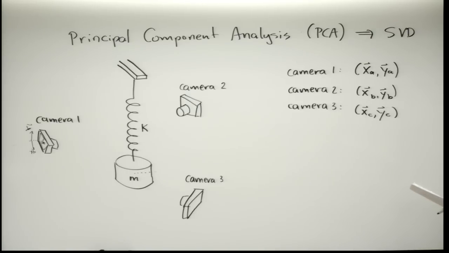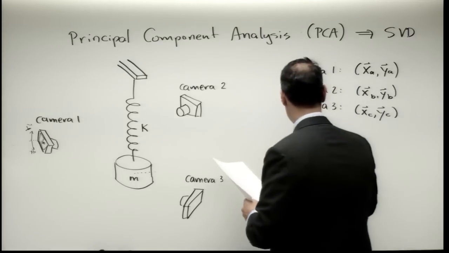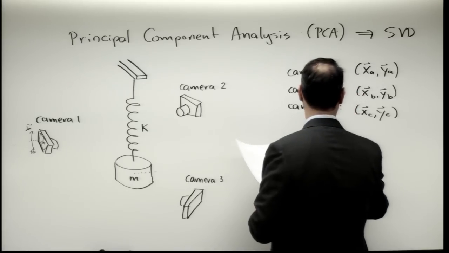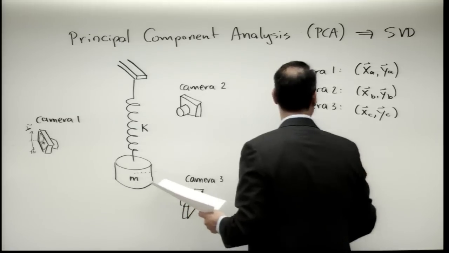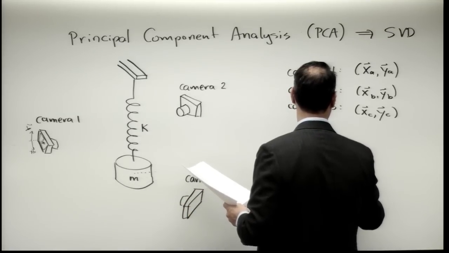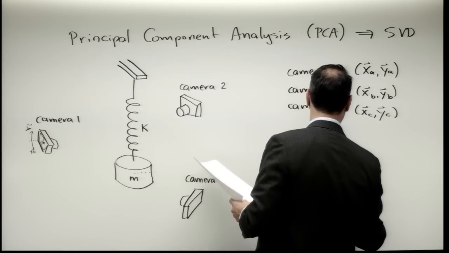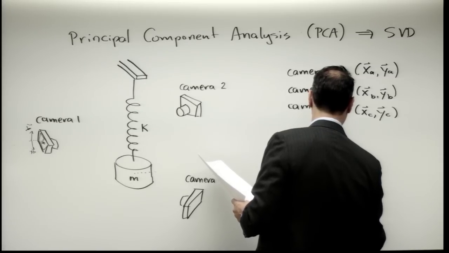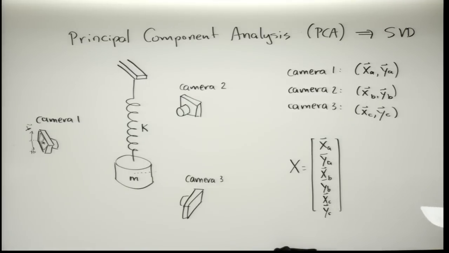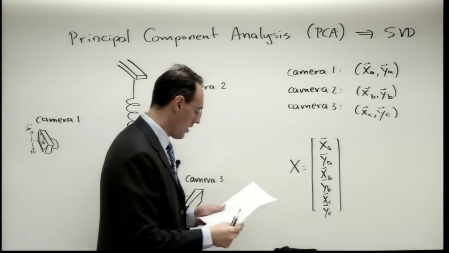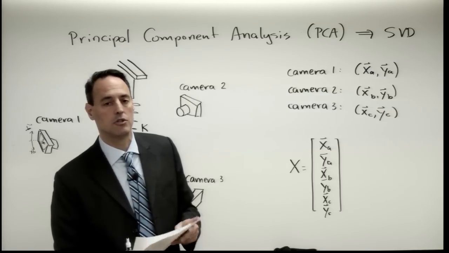So what I'm going to do is make a data matrix. I'm going to make a matrix X. In the first row, I'm going to put X of A, and in the second row, put Y of A. Then X of B, Y of B, X of C, Y of C. There is all my data arranged. Six rows. So I took all my data, I put it all in here. So this is all the data I have, and then we start to address two fundamental issues associated with this data.